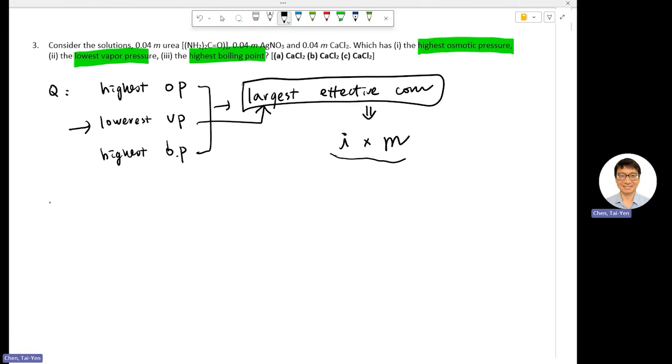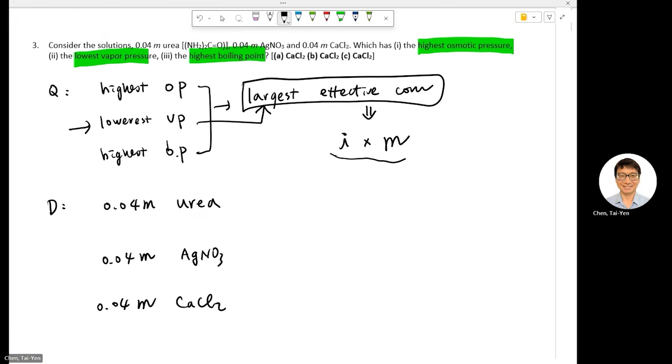Then we look at our data. The first one is 0.04 m urea. The second is 0.04 m AgNO3. And the last one is 0.04 m CaCl2. If you look at these three, molarity-wise they are exactly the same, which means this term is the same for all. Then all you have to know is whoever has the largest i, and they will be your answer.